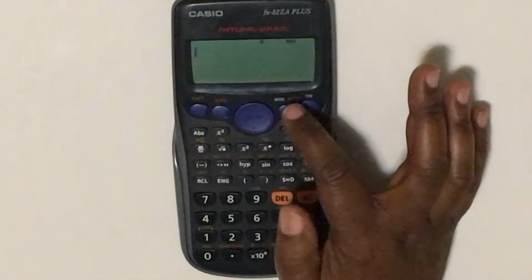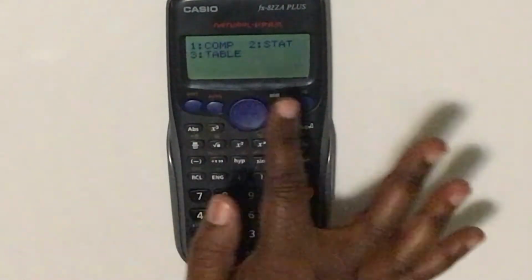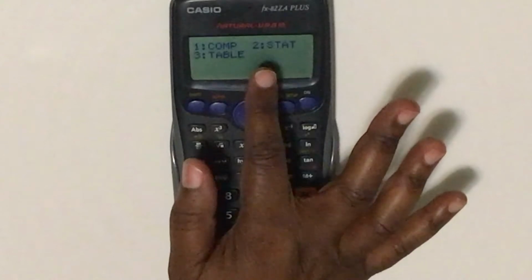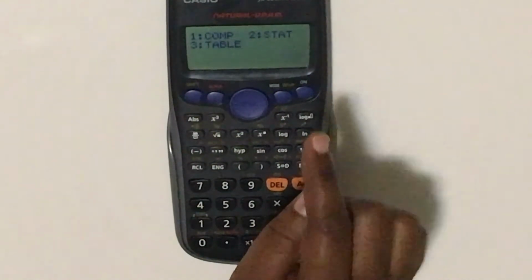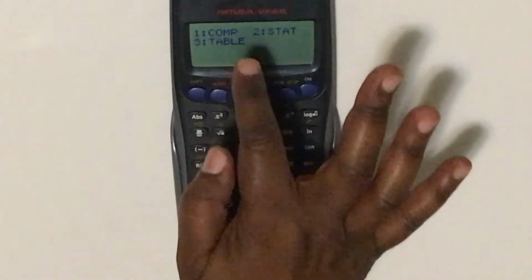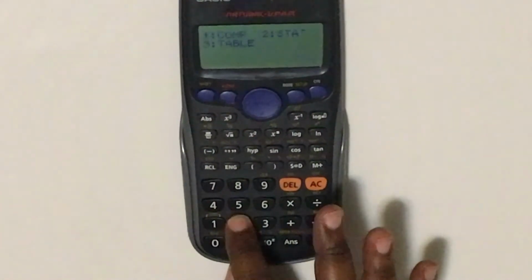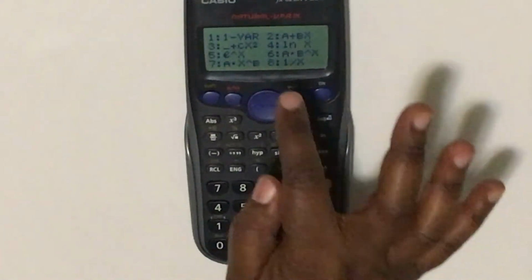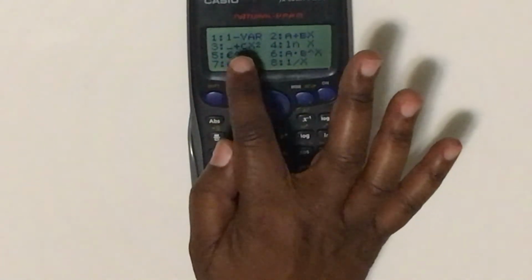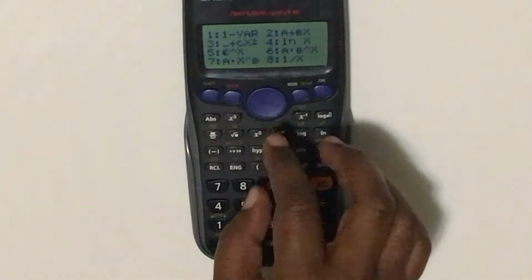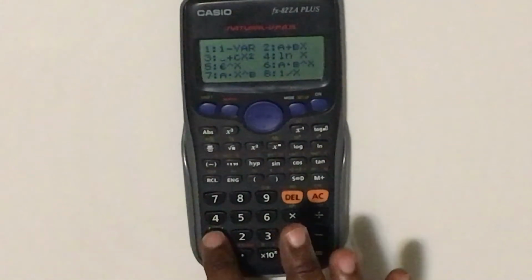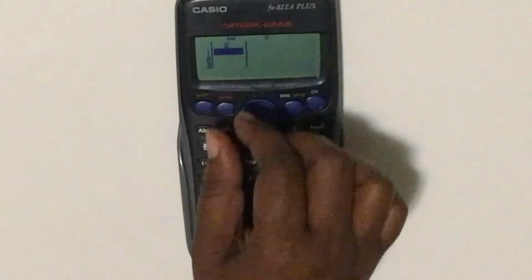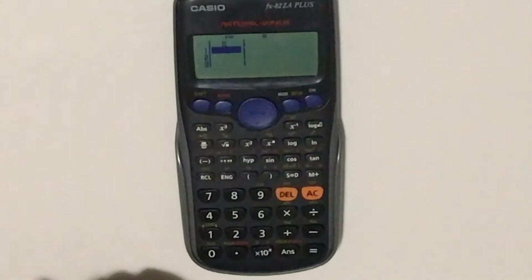Okay, you're gonna go mode. When you go mode, read your screen. On your screen there's 2 which says that's for statistics. You choose that. So different calculators differ. You need to read the screen. 2, and then after pressing 2 you look for variance. That's var. So in this calculator it's 1. So the main thing here is to read your calculator. Then you write 1. Then it gives you a table to put in the data.